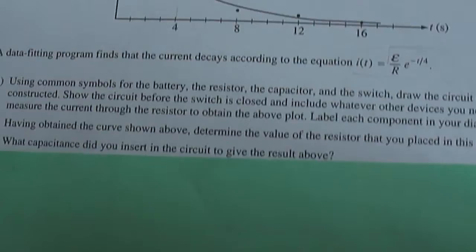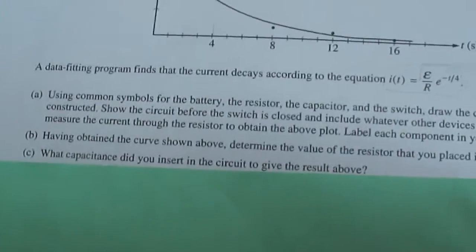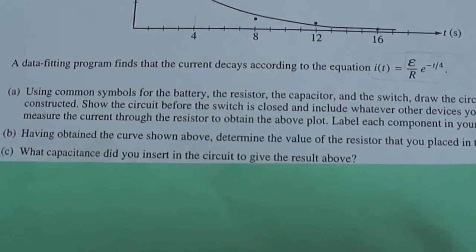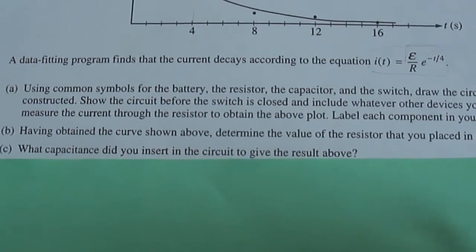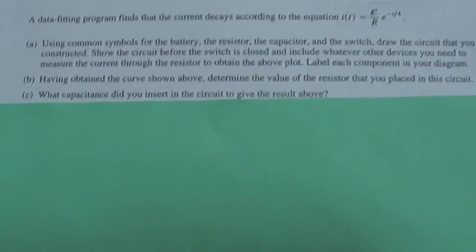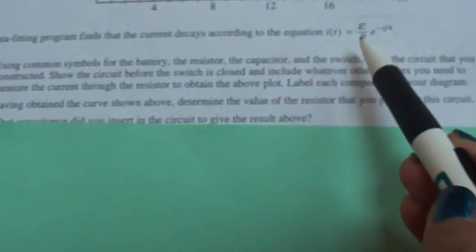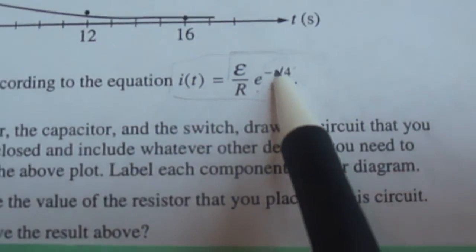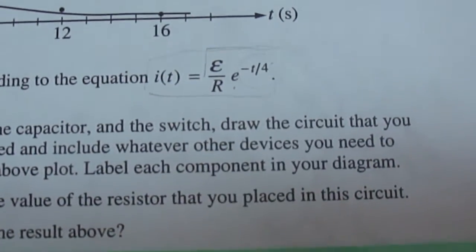And underneath it says that a data finding program finds that the current decays according to the equation I of t is equal to E over R, e raised to the negative t over 4. This is the fundamental constant that we have. And this is the volts, that's the resistance, this is the current, that's the time. And so, using this, let's continue.